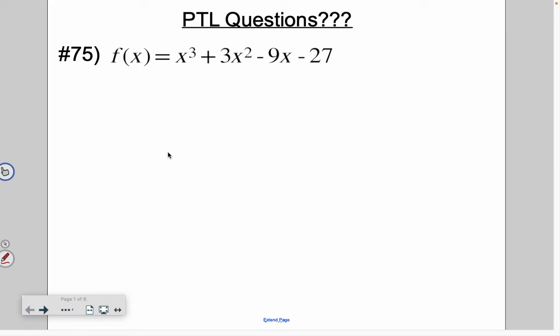So if we take a look, in this section they're asking you to basically find the zeros and then sketch the graph. Since this is a positive x cubed, we know in general that the graph is going to look something along those lines. That's the general idea of the graph, okay?